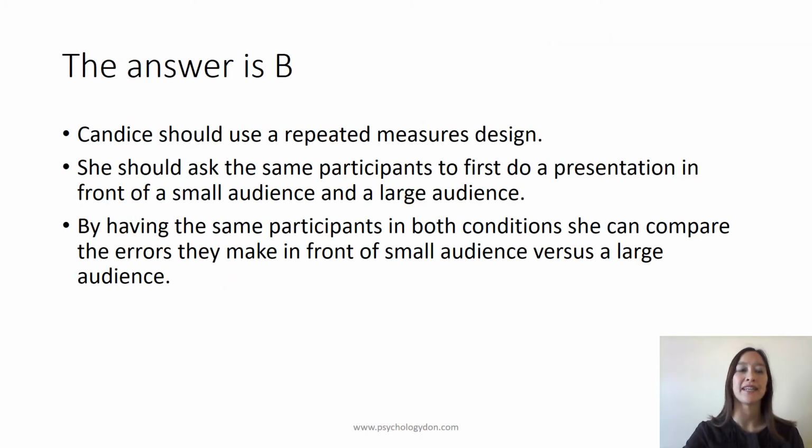The answer is B. Candice should use a repeated measures design. She should ask the same participants to first do a presentation in front of a small audience and then to do it in front of a large audience. By having the same participants in both conditions, she can compare the errors they make in front of a small audience versus a large audience without participant variables affecting results.